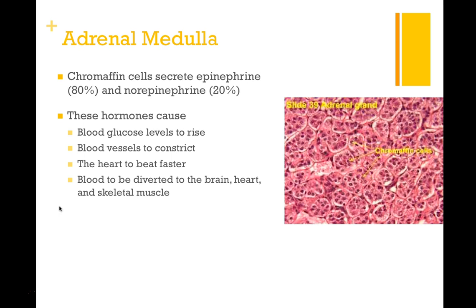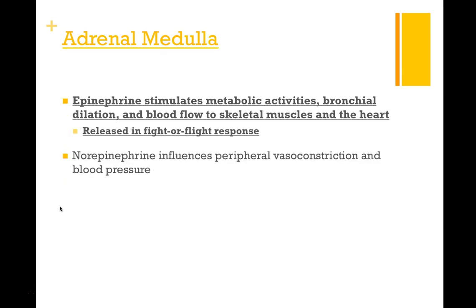When we look at the histology of the adrenal medulla, we can see that there are these cells called chromaffin cells that will secrete epinephrine and norepinephrine. Epinephrine makes up about 80% of the secretion, whereas norepinephrine makes up 20% of the secretion. These hormones will cause the blood glucose levels to rise, blood vessels to constrict, the heart to beat faster, and blood to be diverted over to our brain, heart, and skeletal muscle. So basically all of the things that you would want to take place during a fight or flight response.